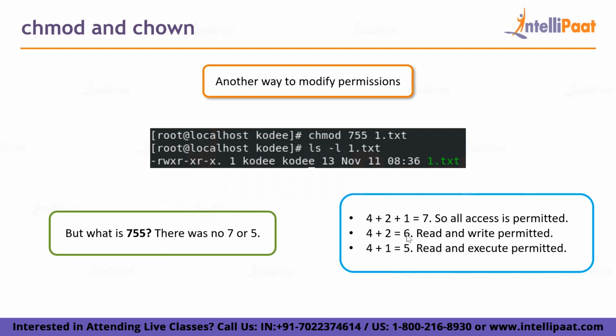So now coming over here, 4 plus 2 plus 1 is equal to 7. So all access is permitted. So that's what happened here in the first place, that is 7. Then 5, which is basically 4 plus 1 is equal to 5, read and execute permissions. So that's what was provided in the second and third options. But we did not use 6 over here. 6 basically provides read and write permissions and it does not provide execute permissions. So this is one more way to change it. One way is to use plus and minus, second way is to use numbers.